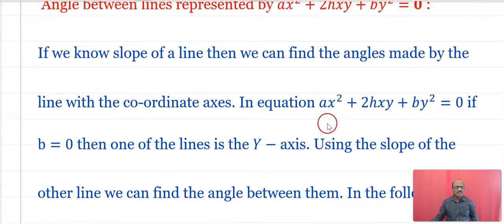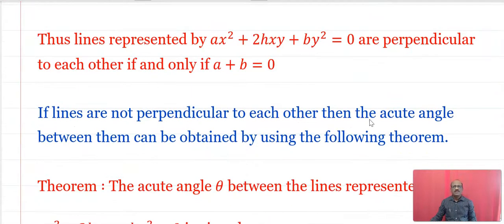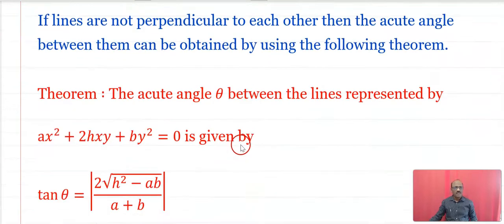Therefore, when the two lines are perpendicular to each other, from the joint equation, the coefficient of x square plus the coefficient of y square is equal to 0. Thus the lines represented by ax square plus 2hxy plus by square are perpendicular to each other if and only if a plus b equals 0. If the lines are not perpendicular to each other, then the acute angle between them can be obtained by using the following theorem. What is that theorem?